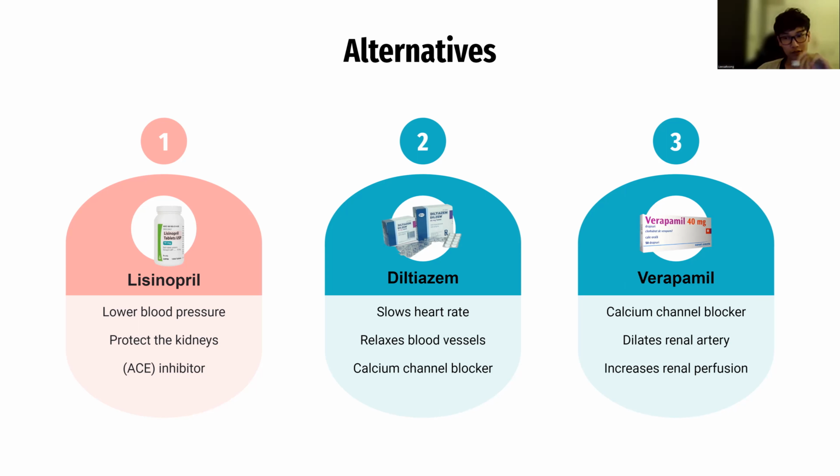Diltiazem is a calcium channel blocker. It works by affecting the movement of calcium into the cells of the heart and the blood vessels. This relaxes the blood vessels, lowers the blood pressure, and increases the supply of blood and oxygen to the heart while reducing its workload. Verapamil is a phenylalkylamine calcium channel blocker used in the treatment of high blood pressure, heart arrhythmias, and angina. Verapamil dilates the renal artery. It increases the renal blood perfusion and protects the kidney function and therefore improves its work.